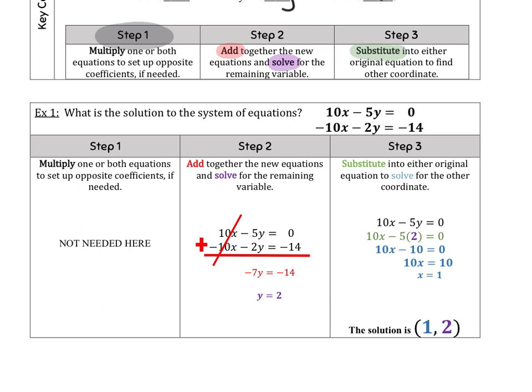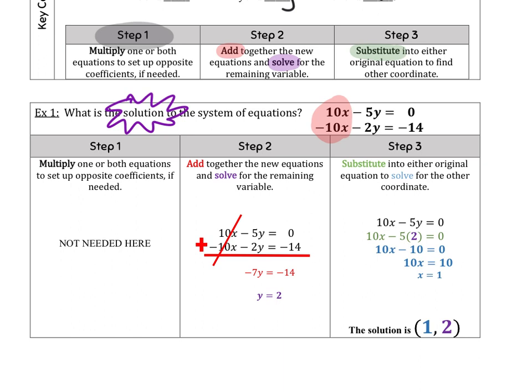So let's look at the example here. We have a question that says, what is the solution to the system of equations? So we're looking for x and y. And you should notice that we already have opposite terms right here on the x. You have 10x and -10x. That's good. I just need one of the variables to be opposites. It could either be x or y. As long as they're opposites, we're good to go.